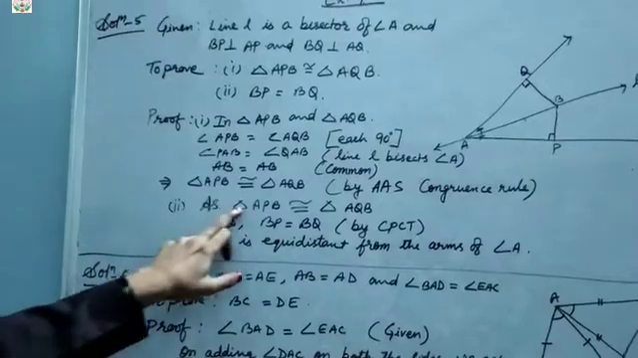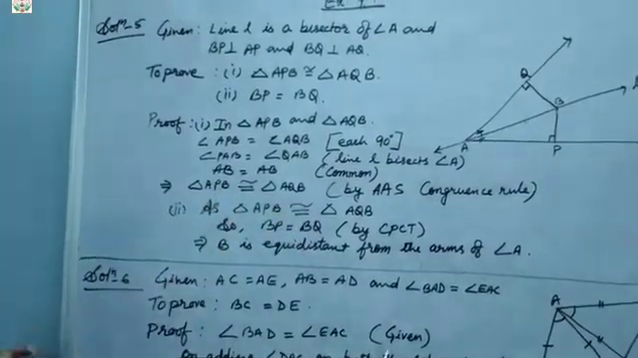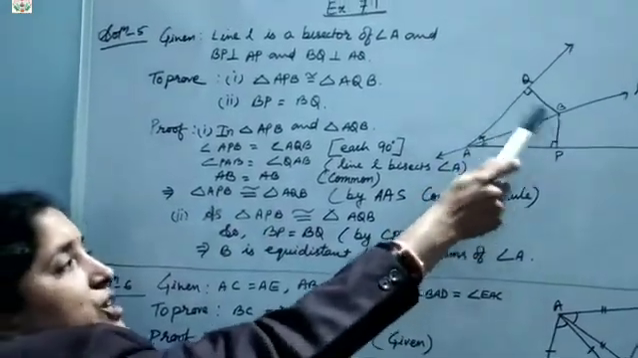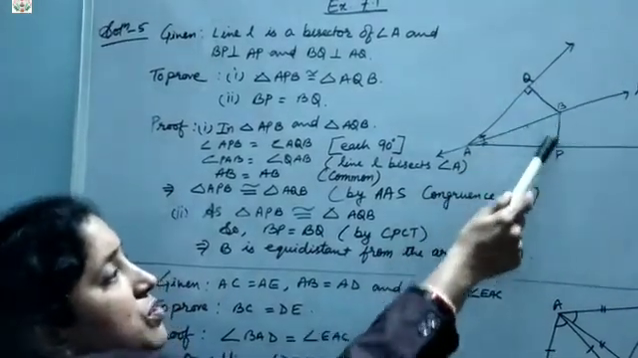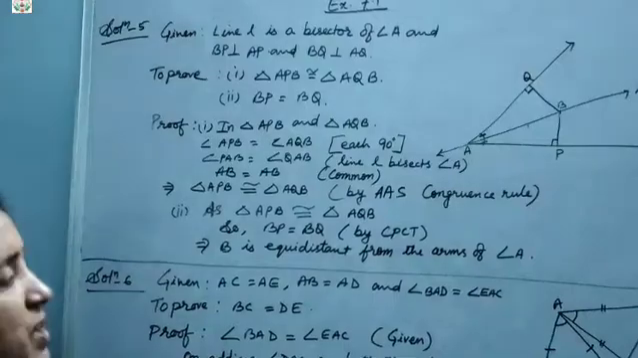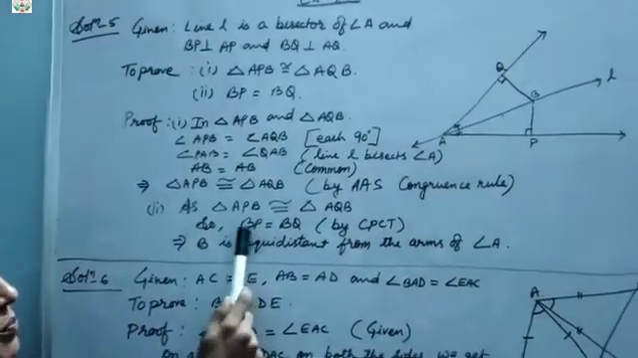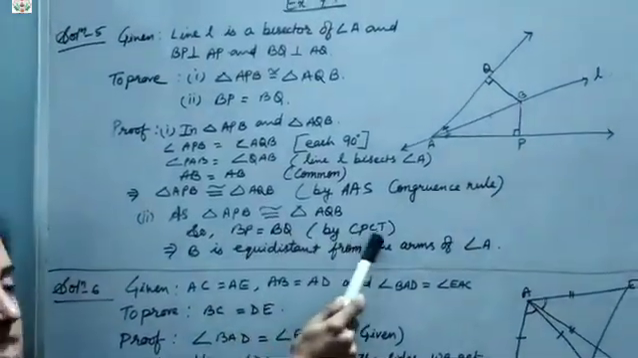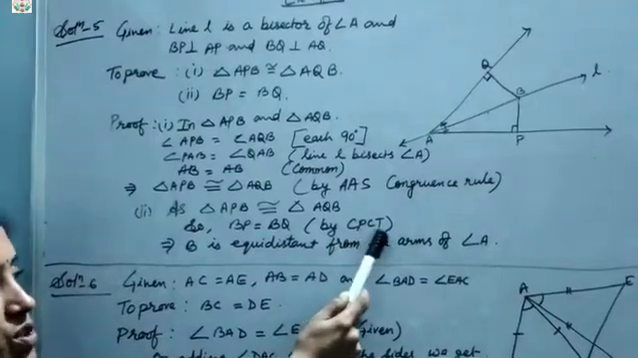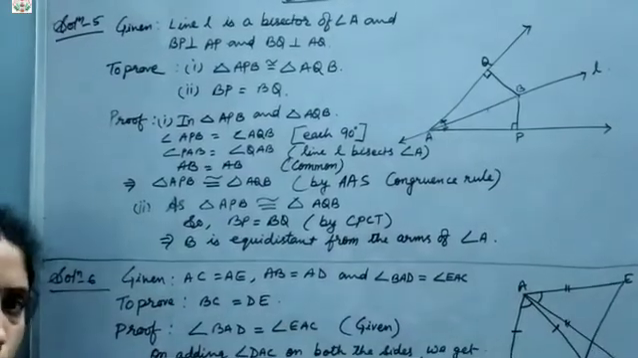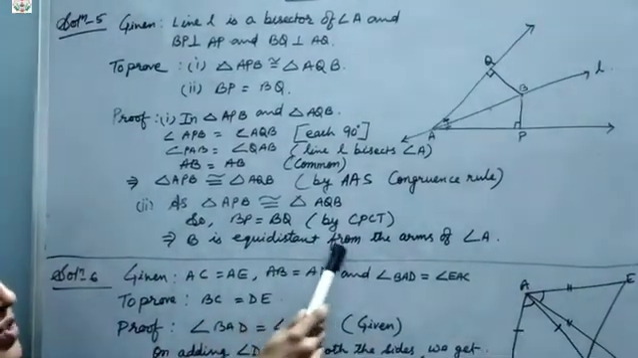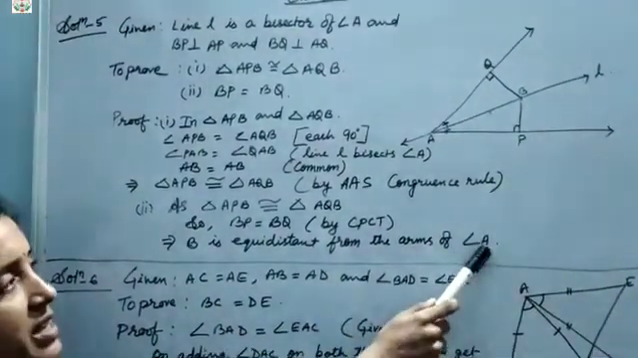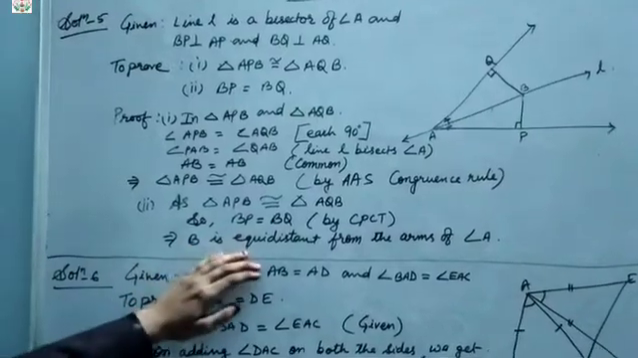Then as these two triangles are congruent, its corresponding parts also will be congruent. That means BQ is equals to BP. Okay, got it? BP is equals to BQ by CPCT. That is corresponding parts of congruent triangles are also equal. So that is proved. Implies what? B is equidistant from the arms of angle A. Okay, that is also proved.